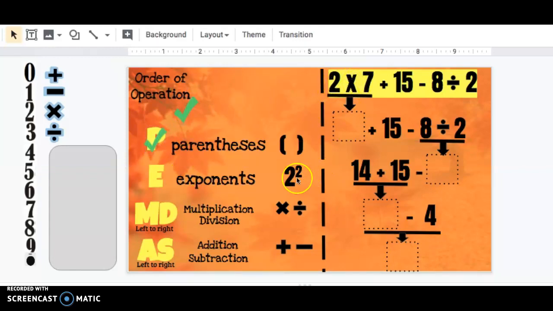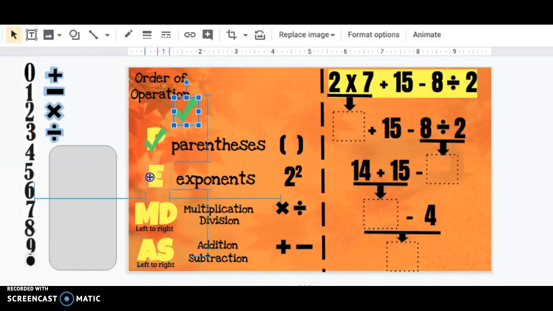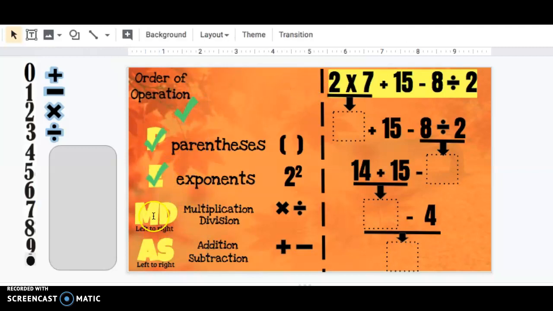I'm looking for exponents, the exponent next to a number. I'm looking in my problem that's highlighted yellow. There is no exponent, so I'm going to drag my check over the E because I've looked for it. It's not there. I don't need it. Now I'm going to look for multiplication first. I see multiplication. Okay, I also see division. However, there's an addition sign and a subtraction sign in between them. So I have to solve that multiplication problem first.